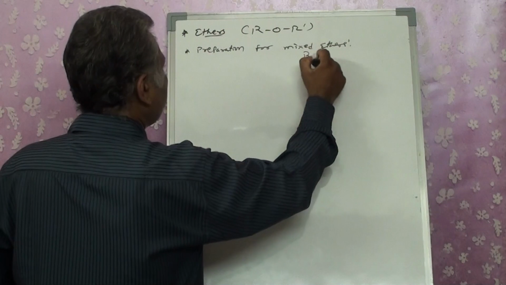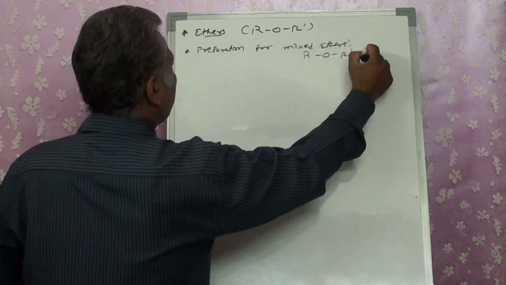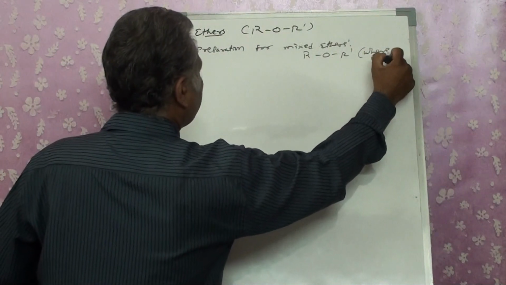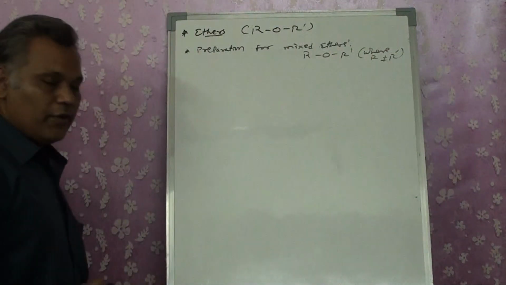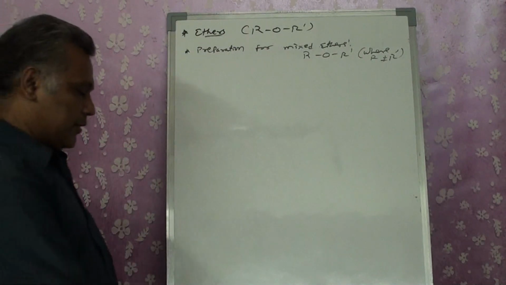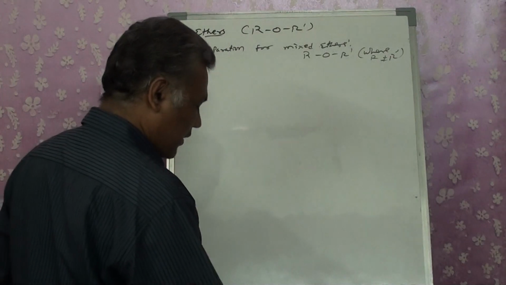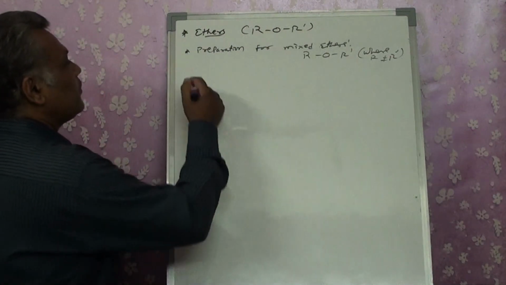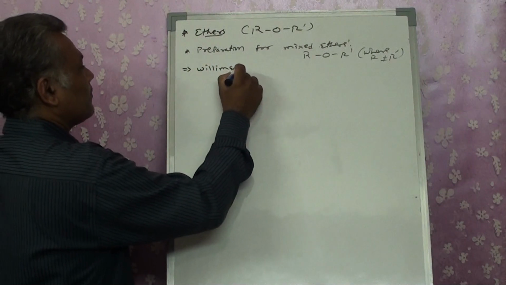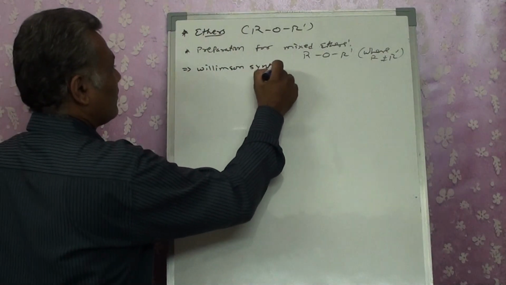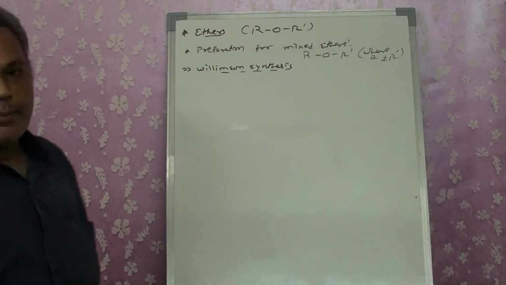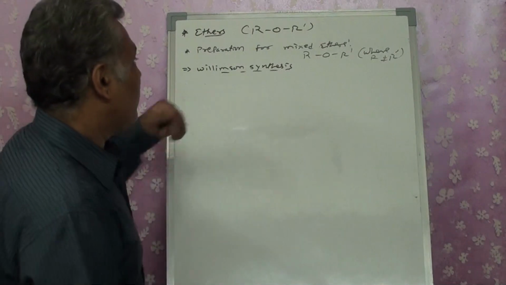Now, mixed ethers means ROR' where R is not equal to R'. We termed it a mixed ether, right? So now let's see which method we are going to use. This method is known as Williamson synthesis, particularly for the preparation of mixed ethers.